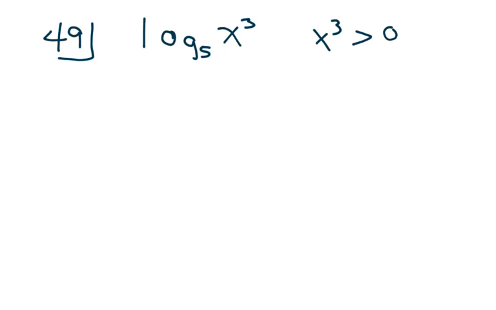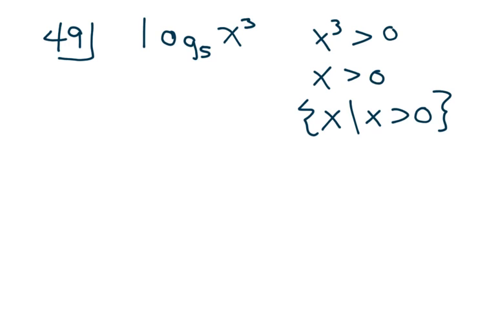Okay, 49 is basically the same thing. Log base 5 of x cubed. So we need x cubed to be bigger than 0 for the same reasons. Cube root both sides, and we get x is bigger than 0, so your domain is all positive numbers. And 51, oh boy, it's 49. Oh, I did 48 for you. Lucky you. Alright, so 49.